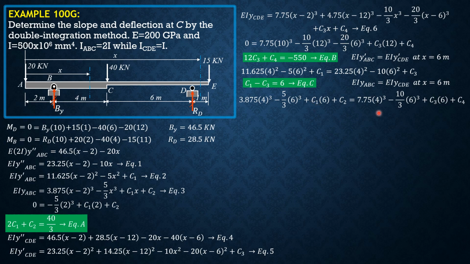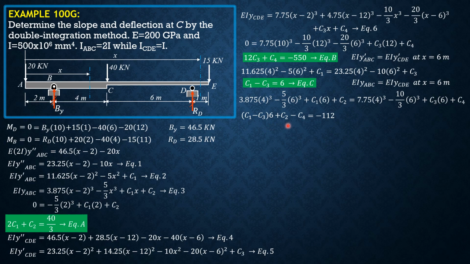So c sub 1 minus c sub 3 times 6, then plus c sub 2 minus c sub 4, then manipulating this constant, 7.75 times 4 cubed minus 10/3 times 6 cubed plus 5/6 times 6 cubed minus 3.875 times 4 cubed, that value is negative 112. Because c sub 1 minus c sub 3 is 6 from equation C, 6 times 6 is 36. So c sub 2 minus c sub 4 equals negative 112 minus 36.